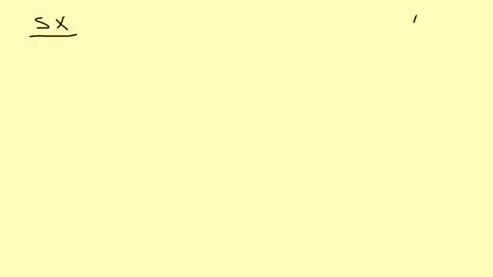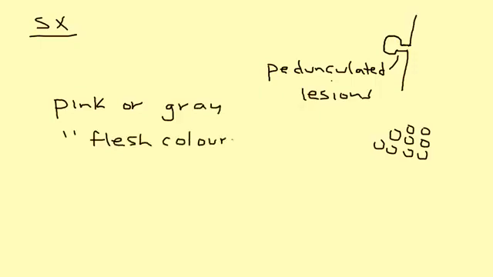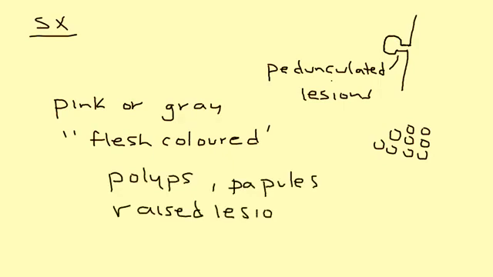Well, they're basically lesions that, if you were to draw them from an angle where you're looking at it from its side, are attached by a stalk, and they're known as pedunculated lesions. And if you look at it from the front, they'll appear as clusters, like that. They're known to be various colors such as pink or gray, sometimes even described as flesh-colored. And they're described either as polyps or papules or raised lesions. All are appropriate ways of describing them. And as I mentioned, they appear in clusters.